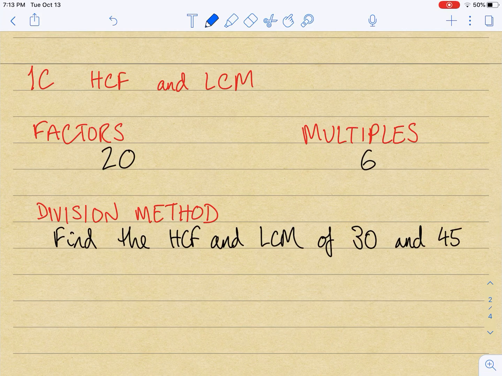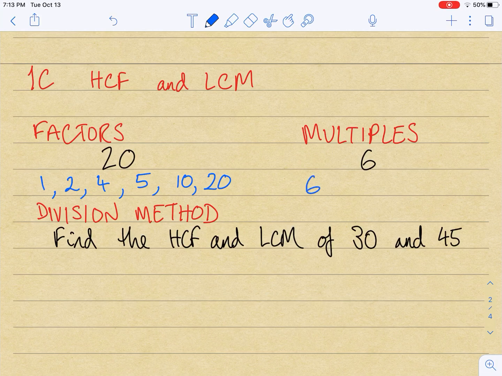Okay, HCF and LCM. HCF is highest common factor. LCM is lowest common multiple. So in order to tackle these, we need to know what factors and multiples are first. Well, factors are numbers that divide into a number with no remainder. So for example, 1 is a factor of 20 because 1 times 20 makes 20. 2 is a factor of 20 because 2 times 10 makes 20. So 10 and 20 are also factors of 20. Then we've got 4 times 5. And they are all the factors of 20. They're the numbers that divide into it.